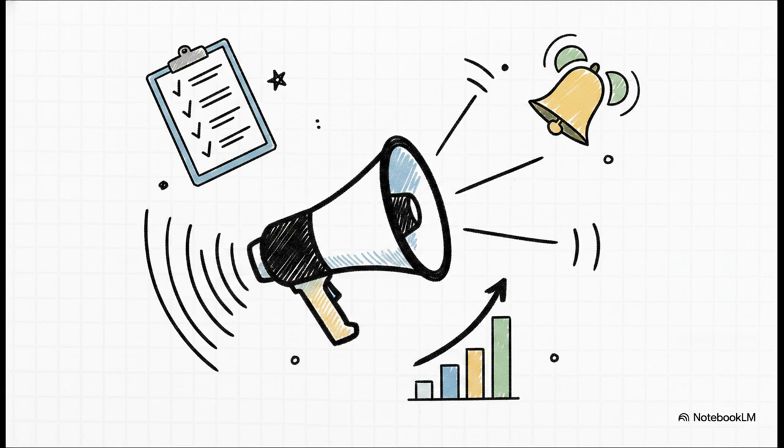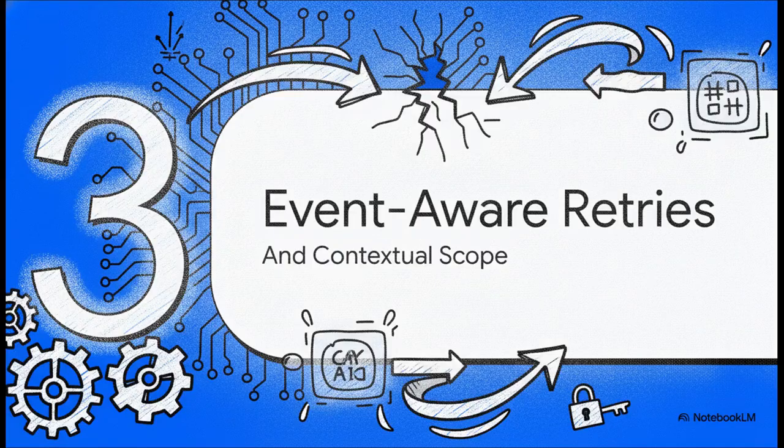So a logging listener records the activity, a metrics listener tracks the performance, a retry handler figures out whether to try again, and a persistence listener stores those events for later auditing. Basically, if adding a new dashboard means you have to go in and edit your core solving function, yeah, your architecture is still way too tightly coupled. That brings us to Section 3, event-aware retries and scope.